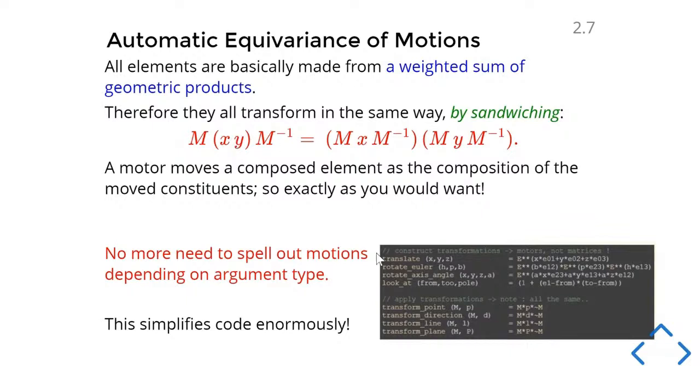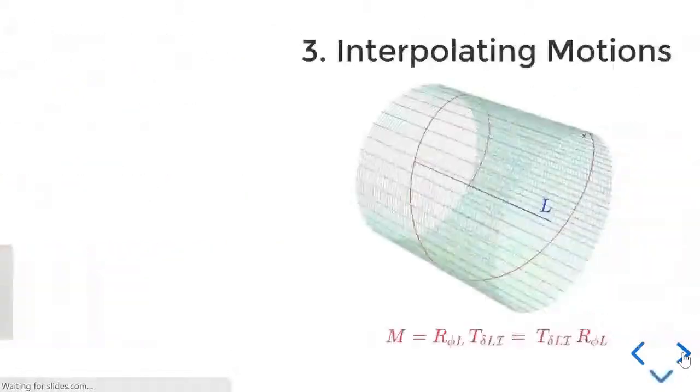And that explains why in the code for transforming a point, a direction, a line with whatever motor you have, whether it's a translation, rotation, or combined, the program is just always m times p times the inverse of m, which is indicated with a twiddle here because we usually normalize these things so we don't have to compute inverses either, just reverse their order. This simplifies code enormously, because I wouldn't even have to write this code. I just write this in my program. As long as I can read that this is geometric algebra, I'm allowed to do so. It doesn't affect the readability.